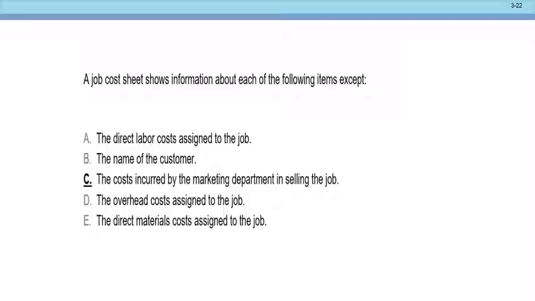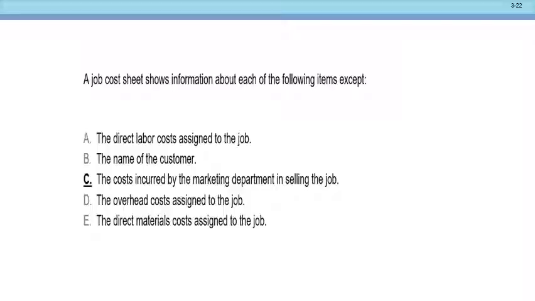This is, again, one of those annoying definitional questions. A job cost sheet shows information about each of the following items except, does it show direct labor? Yes, it does. Does it show the name of the customer? Okay, I guess, whatever. Some of these questions are beyond annoying, right? C, the cost incurred by the marketing department? No, remember the job cost sheet is gathering our product cost, our manufacturing cost, our direct materials, our direct labor, our manufacturing overhead. Our selling and administrative costs get expensed each period, don't they?